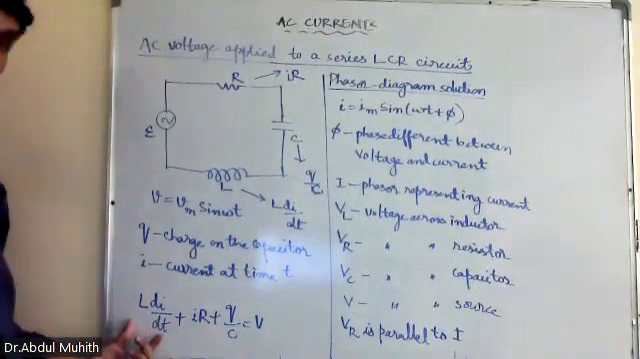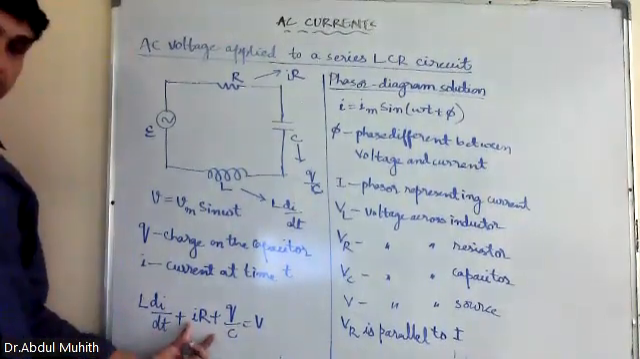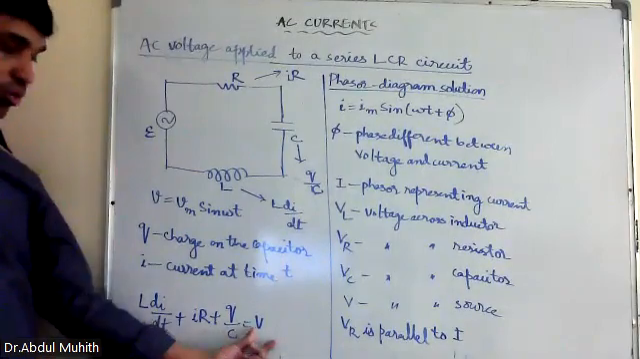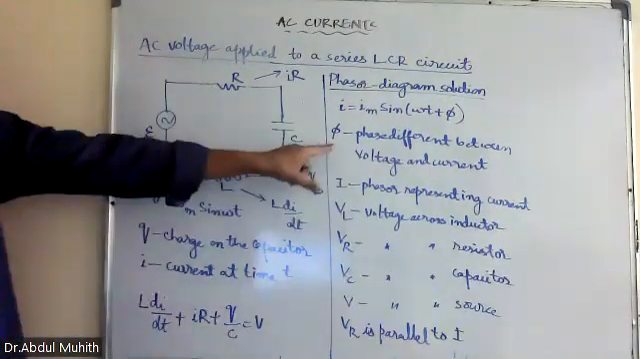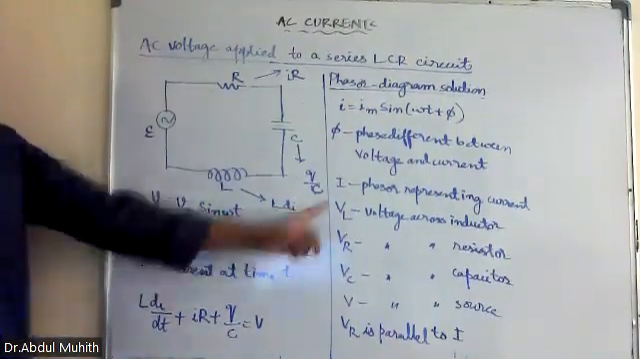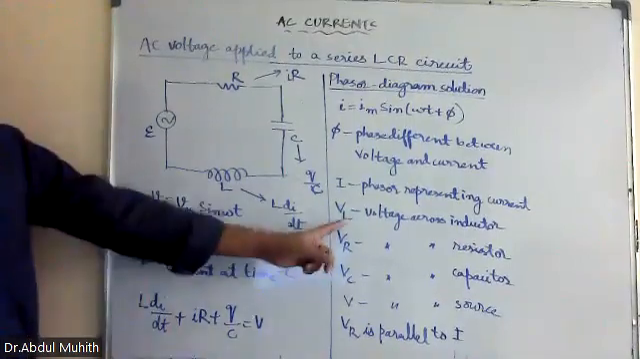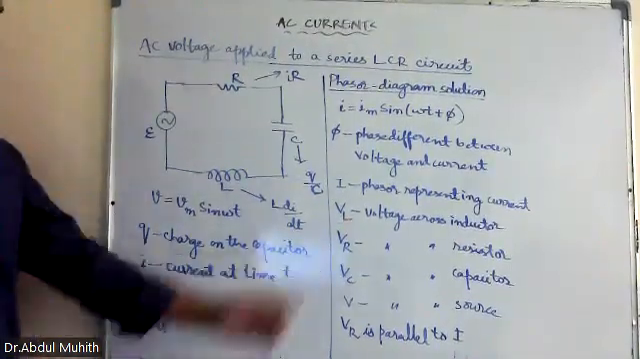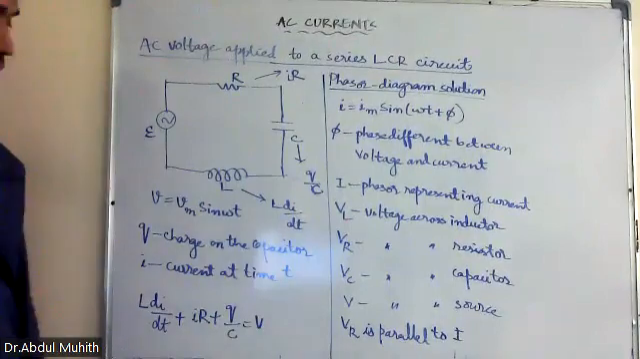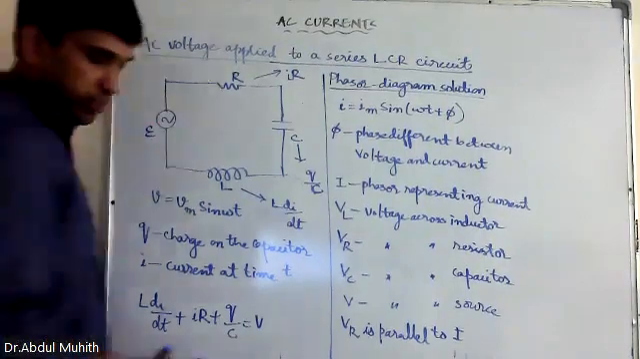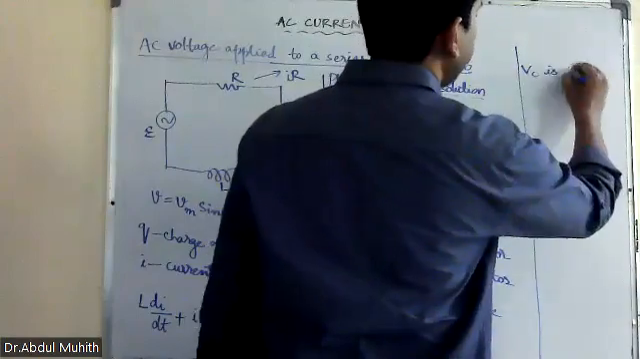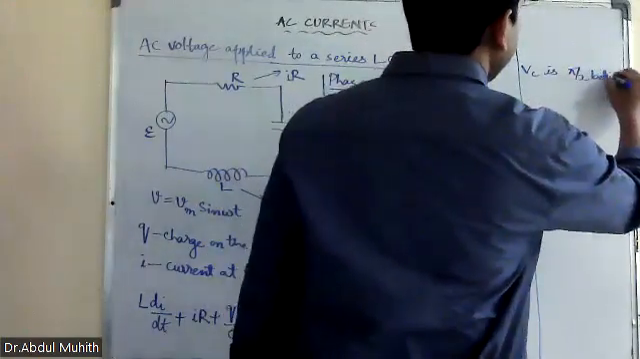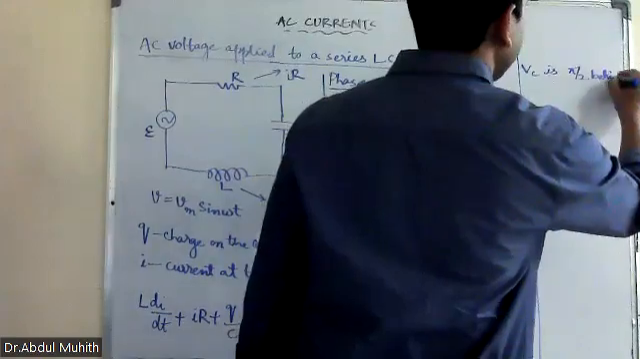Clear? Once again, voltage across the inductor plus voltage across the resistor plus voltage across the capacitor is equal to voltage of the source. So we have I is equal to Im sin omega t plus phi. Phi is the phase difference between voltage and current. I is the phasor representing the current. VL is voltage across the inductor, VR across the resistor, VC across the capacitor, and V is the voltage of the source. And VR is parallel to I. And VC is pi by 2 behind current.